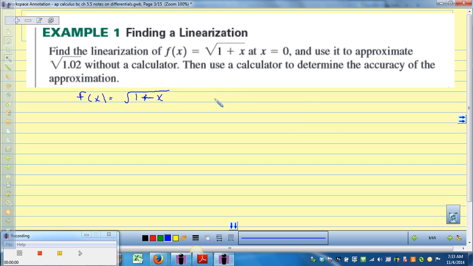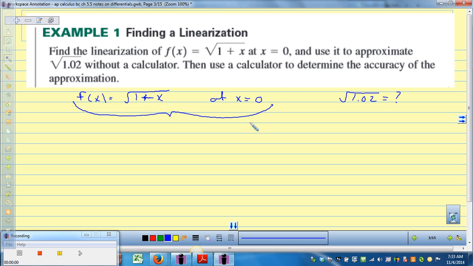At x equals 0, and use it to approximate the square root of 1.02. Then use a calculator to determine the accuracy of this approximation. All right, so let's write an equation of a tangent line using this information.